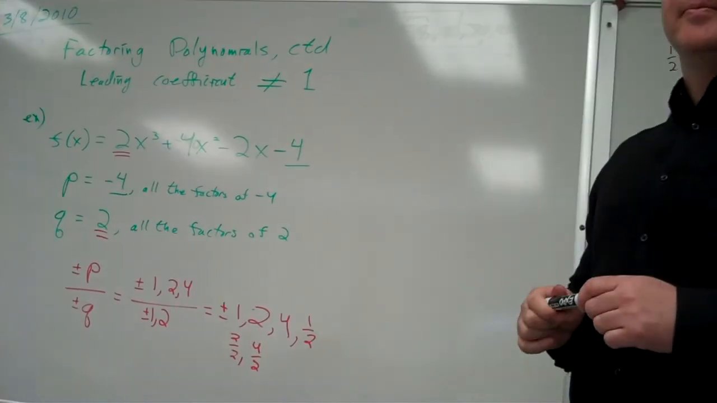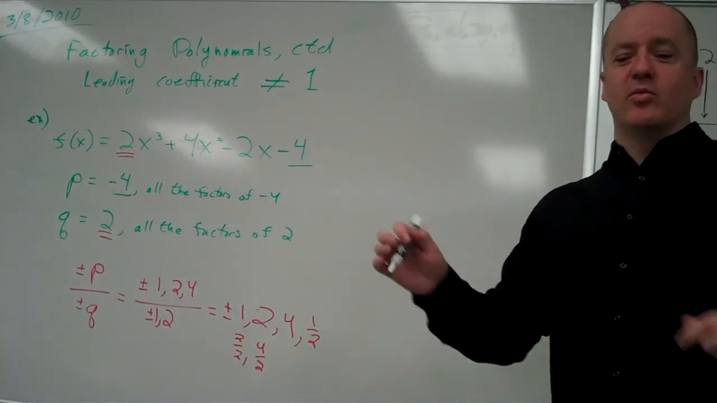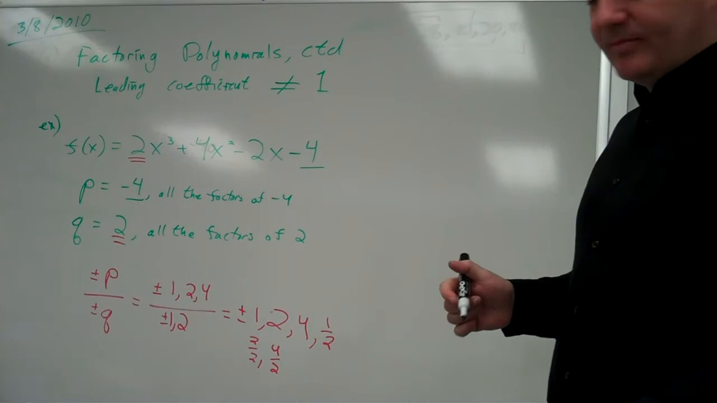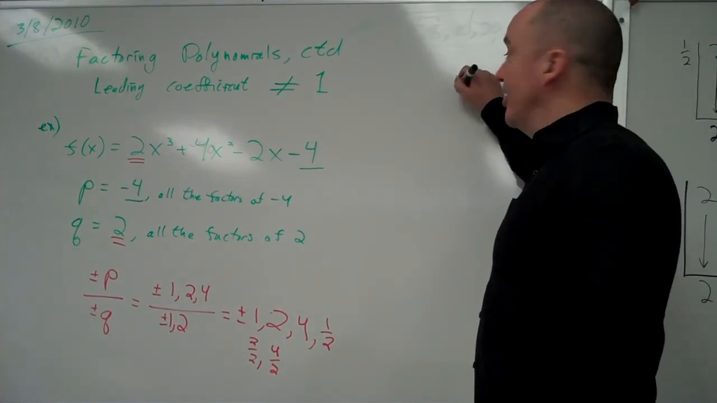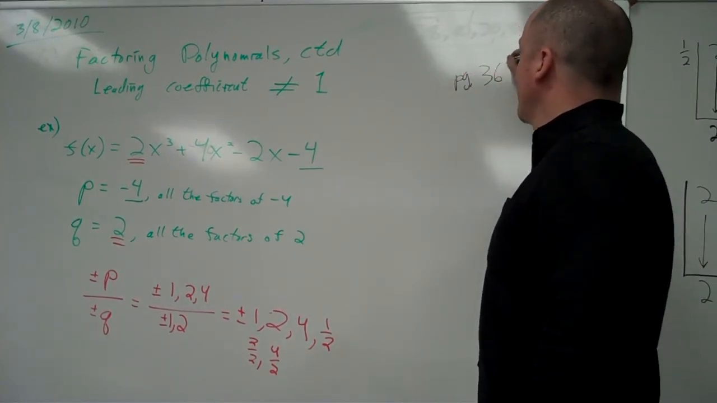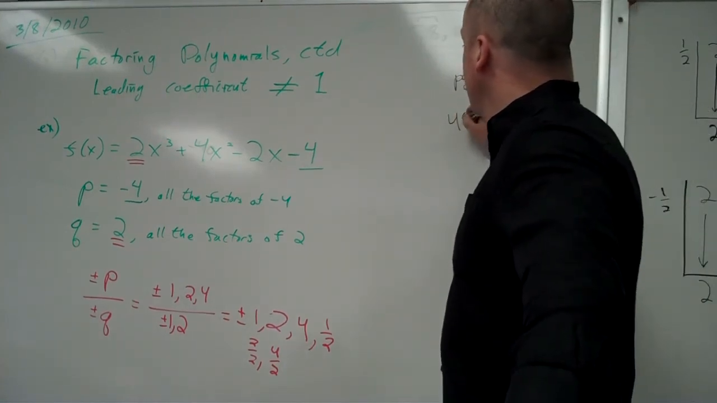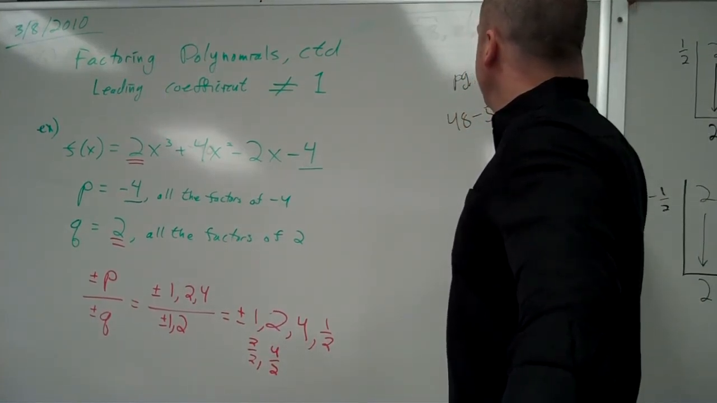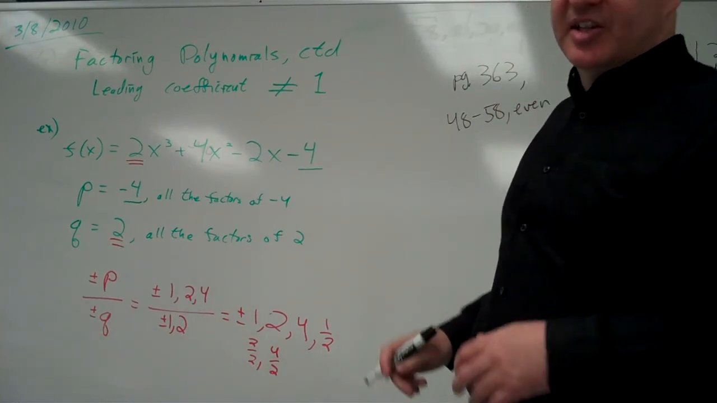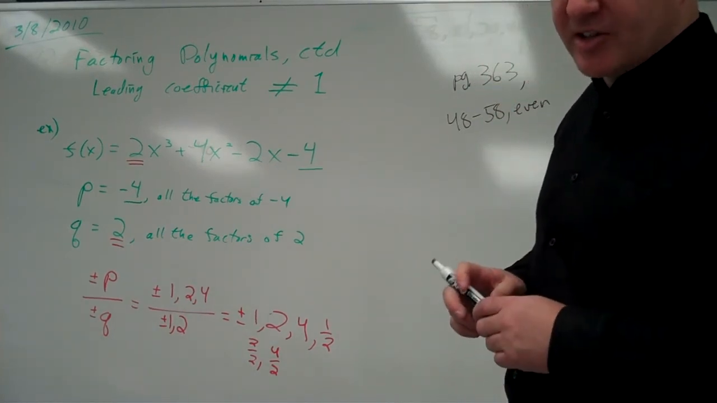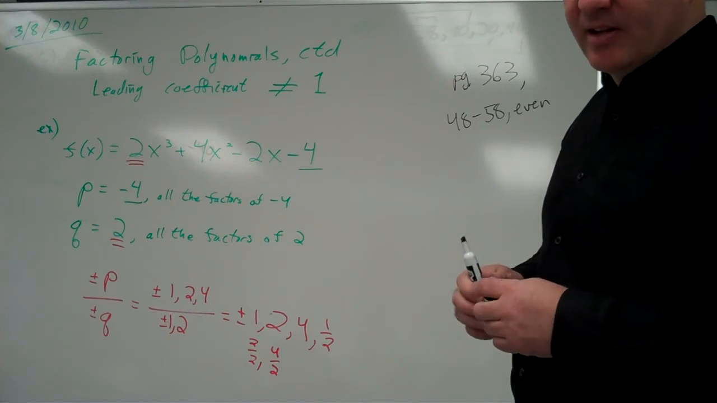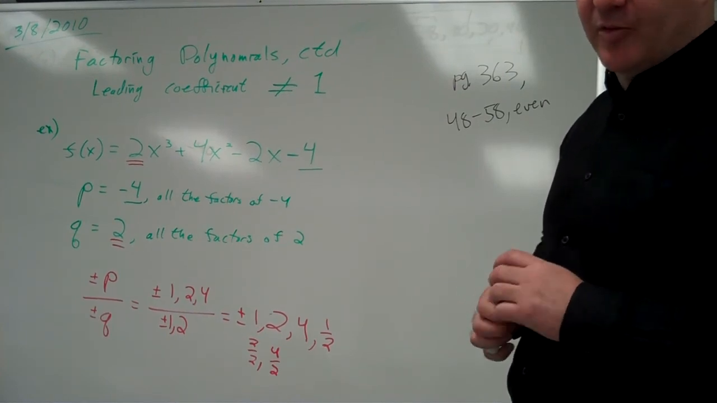Okay? What's the homework? Page 363, 48 to 58 even. So that's 6 of these. Oh, I'm sorry, there are some that have 3s on them. Yeah, 52, 54, 56, 58.